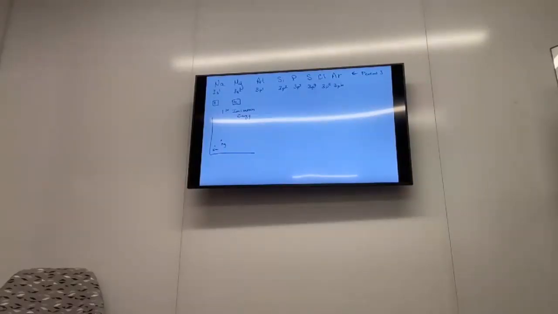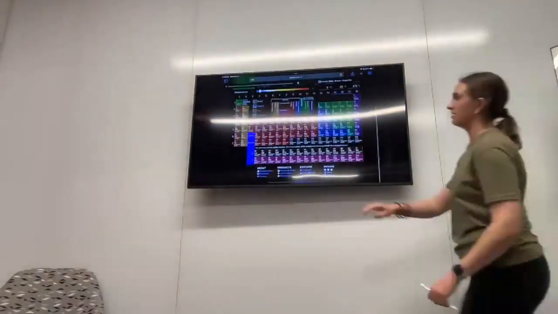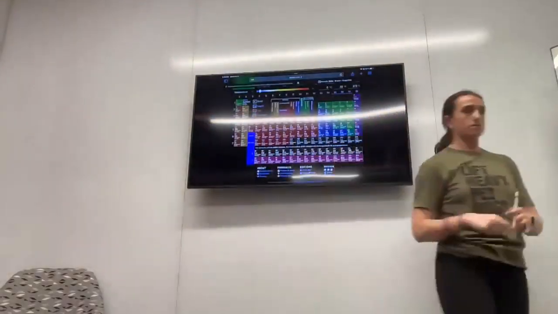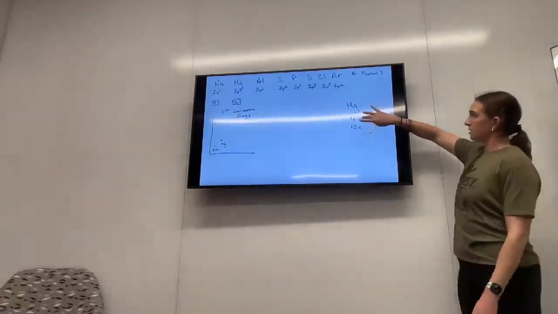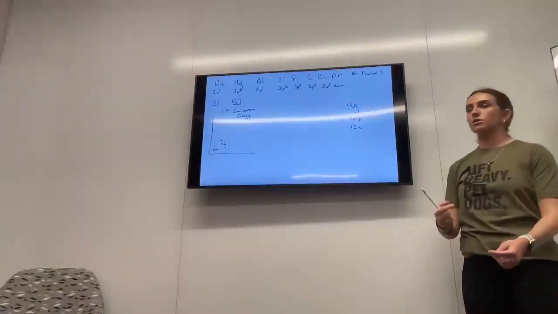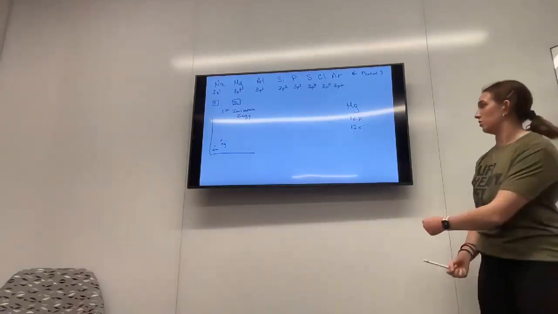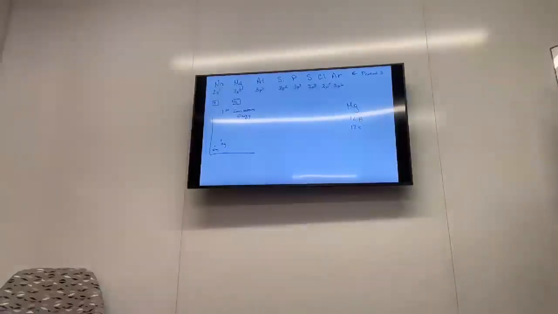How many protons does magnesium have? It has 12. So when it's just magnesium, we have 12 protons, and how many electrons? 12. Yep. So our proton to electron ratio here is 1 to 1. Each person has one dog that they're holding on to.